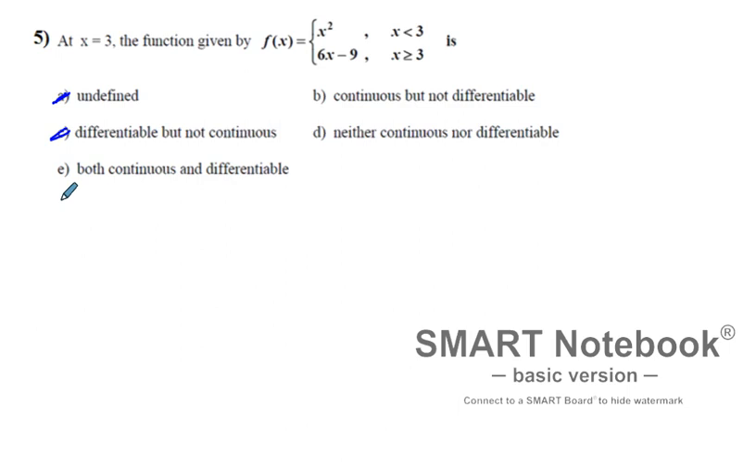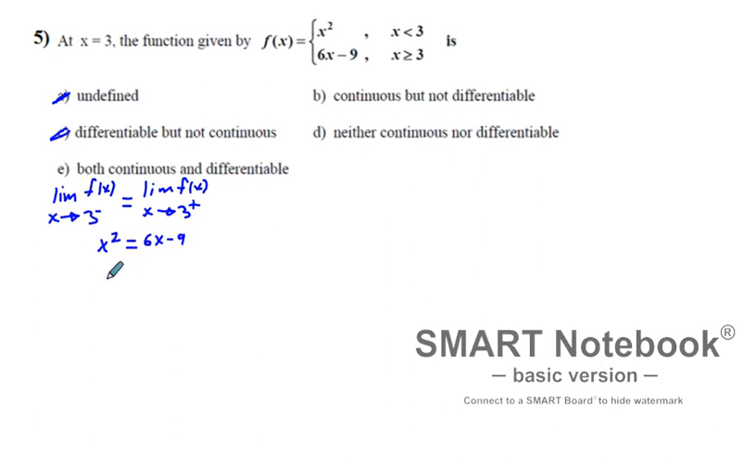Now we're going to test first of all for continuity by taking the limit as x approaches 3 on the left side of f of x, and setting that equal to the limit as x approaches 3 on the right side of f of x. And for the left side, we have x squared. The right side, we have 6x minus 9.